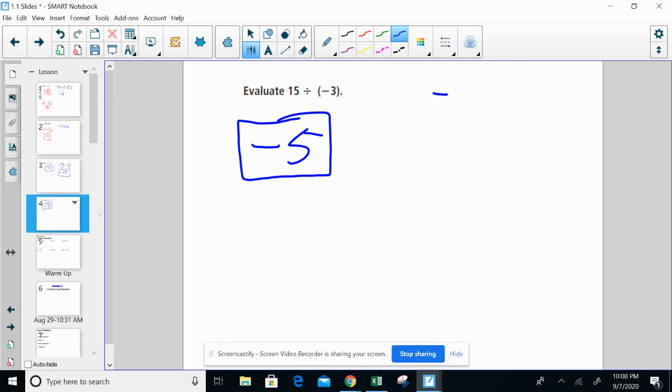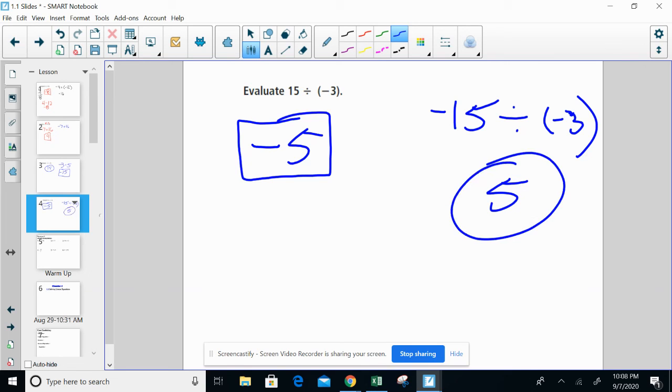And so what I mean is if it was -15 divided by -3, oops, come on. This pen does not always work super well. 15 divided by 3 is 5, and because it's a negative divided by a negative, that's your answer.